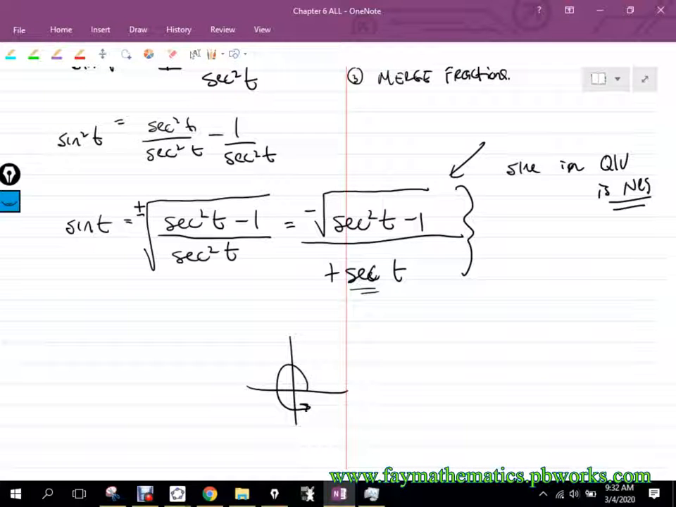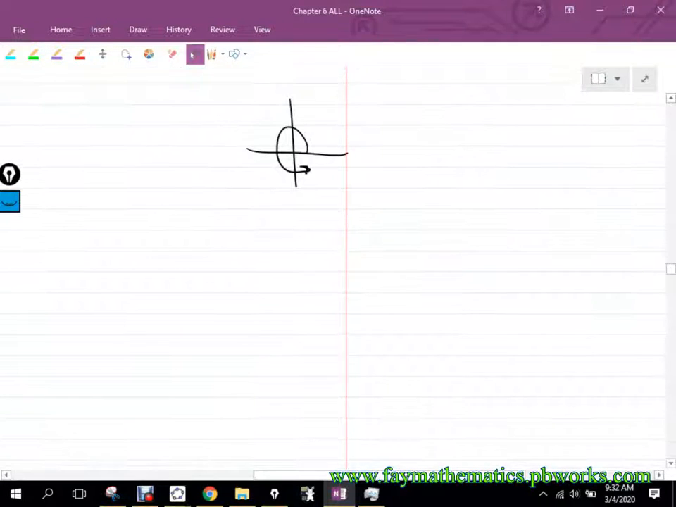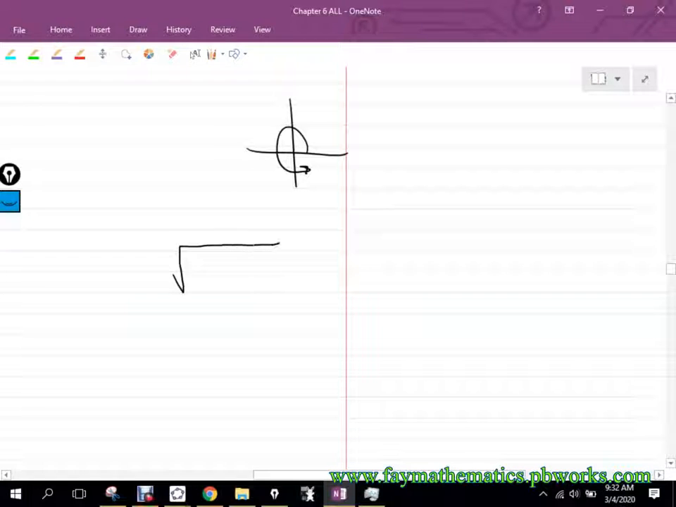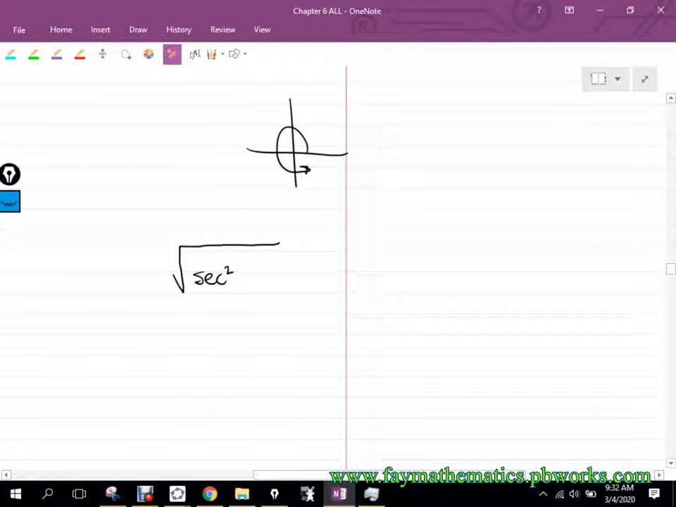Okay. One question for you real quick, because I get a lot of this, and it usually happens on tests and quizzes. If I have secant squared minus 1, I always forget my arguments. If I have that, does that equal secant of t minus 1? No. Why not?